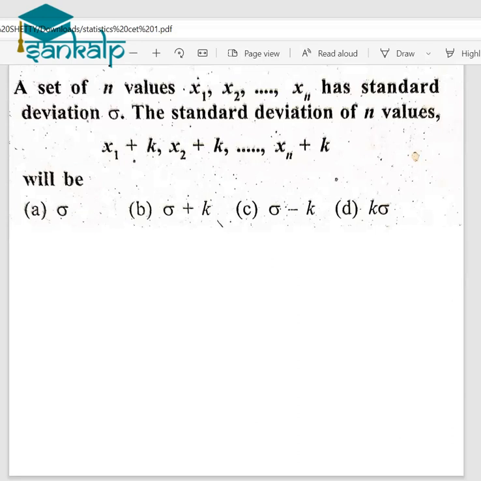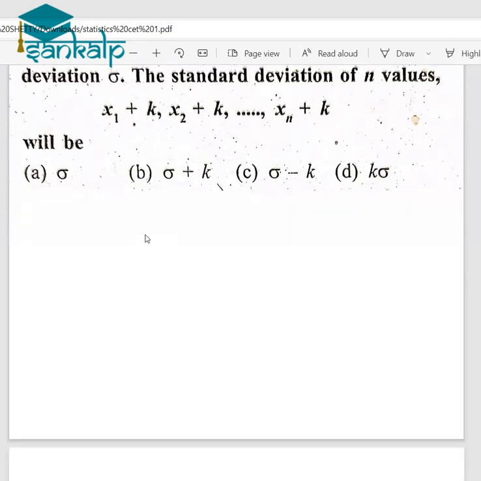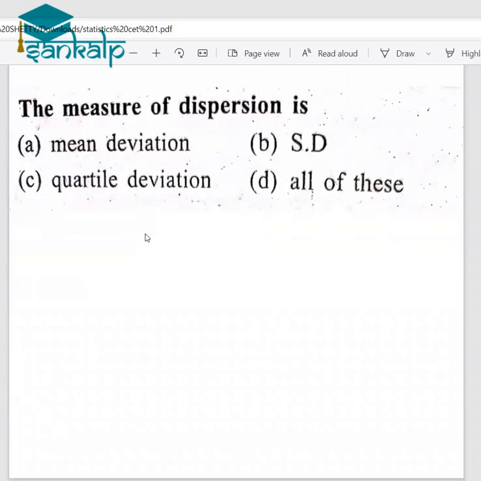Next example, example number 5. The measure of dispersion is, okay, so the measures of dispersion. In the initial theory part, we discussed there are 4 measures of dispersion: range, quartile deviation, mean deviation, and standard deviation. Out of 4, 3 options are given: mean deviation, SD, quartile deviation. All these are measures of dispersion.